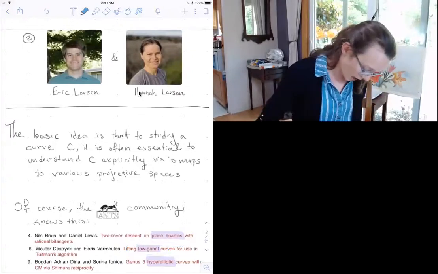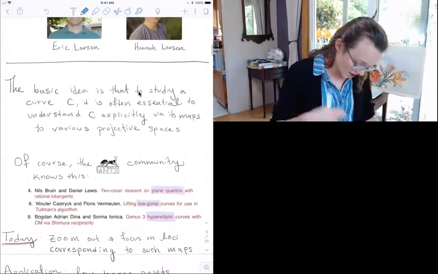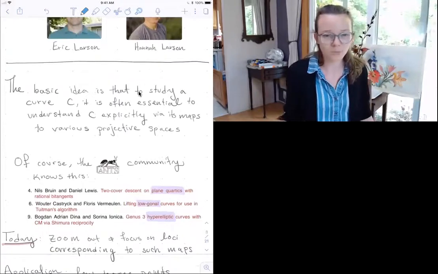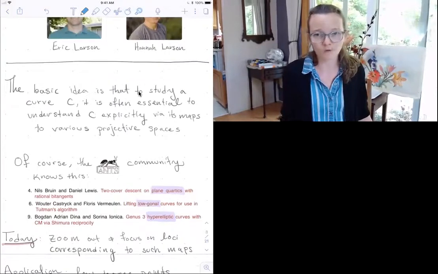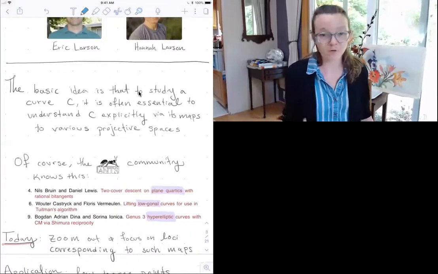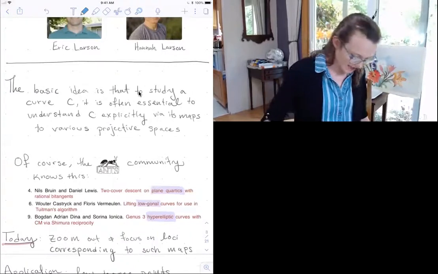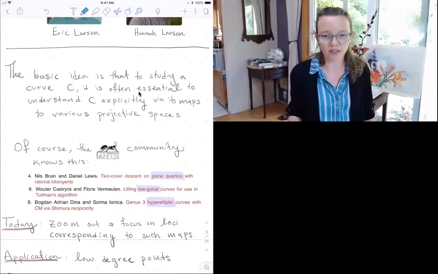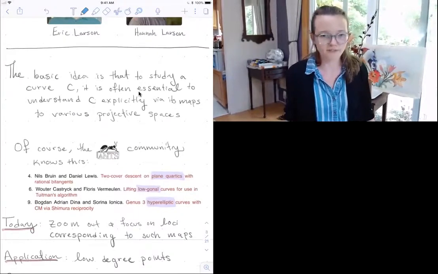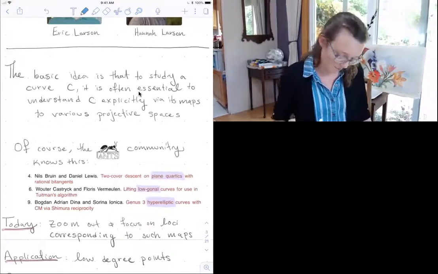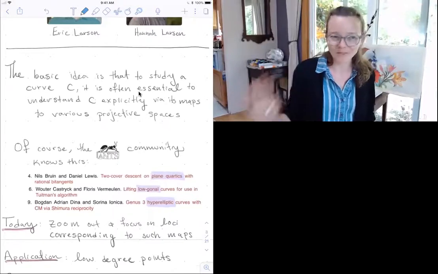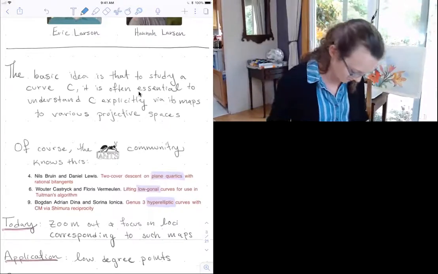And in my talk, I am going to zoom out and focus on the loci corresponding to such maps in their own right, and the geometry and arithmetic of those loci. And as an application, we're going to see how this is related to low degree points on curves, which is a problem often studied, especially from the computational point of view. So that's what's coming. Stay tuned.